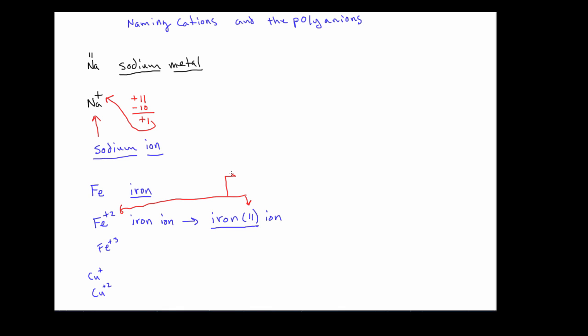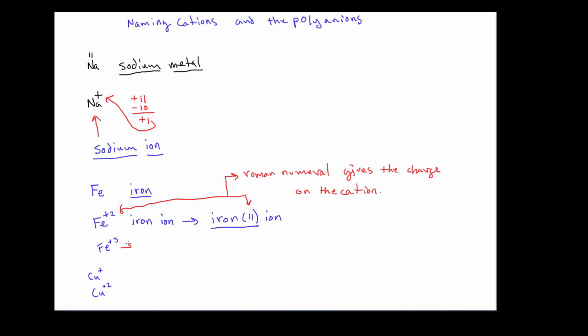So I'm going to put this in words because oftentimes new students confuse the Roman numeral to mean the number of iron atoms, which is incorrect. So the Roman numeral gives the charge on the cation, the metal cation.